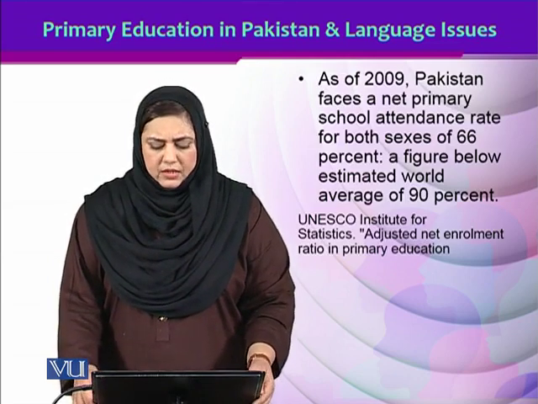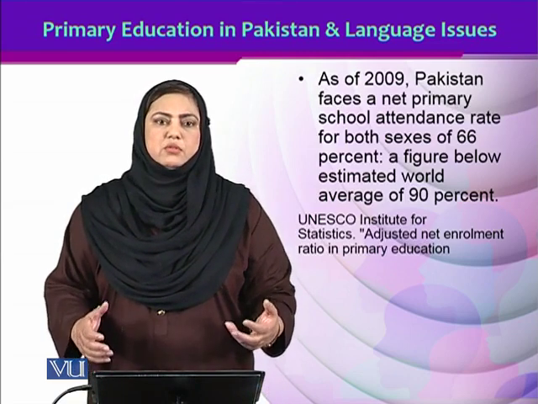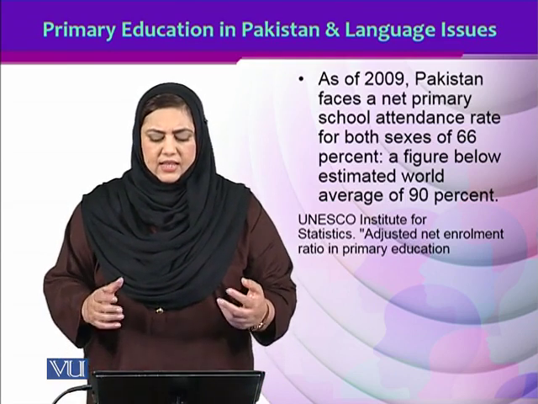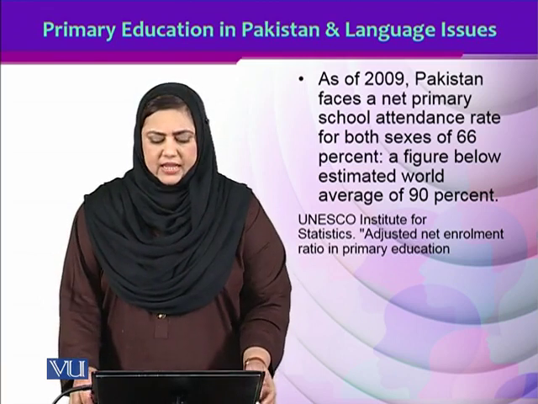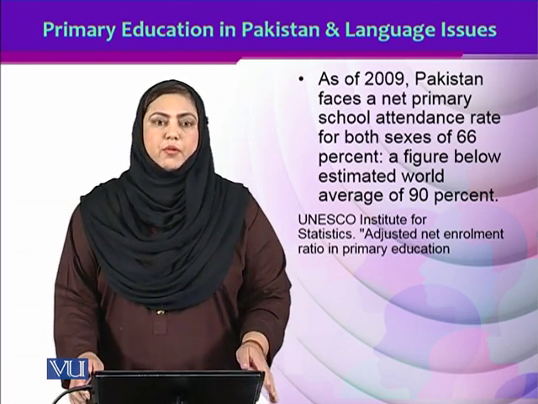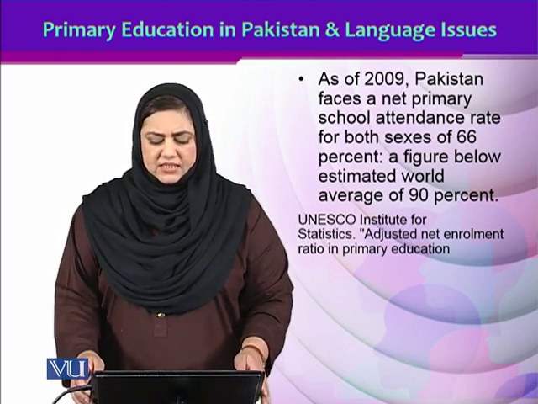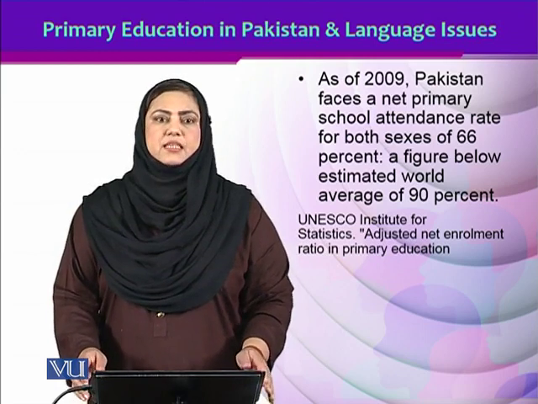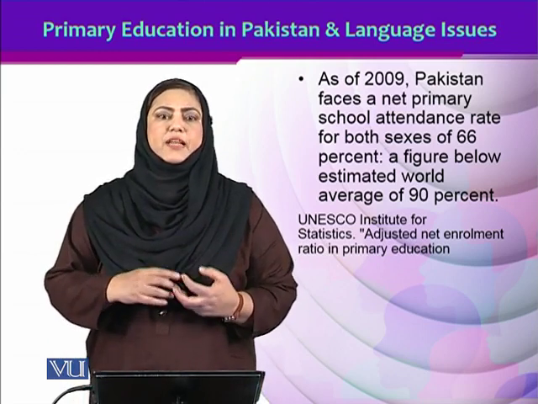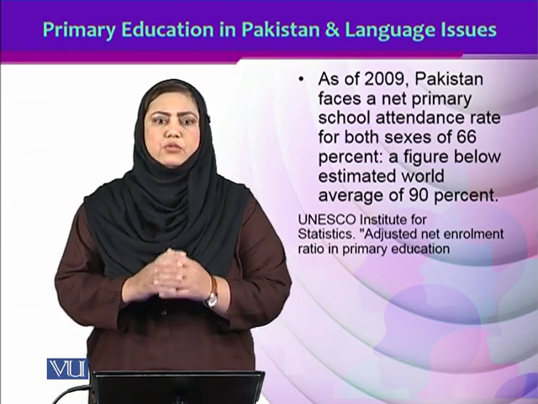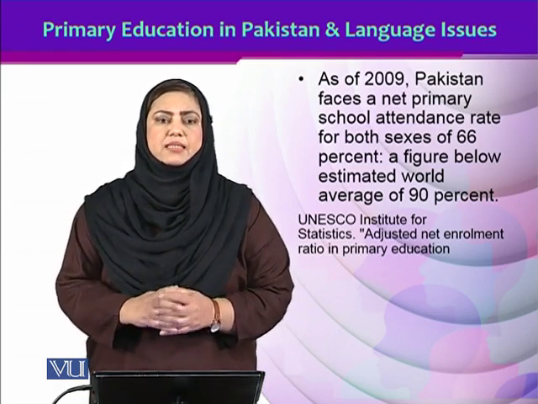So, for example, when it comes to the situation in Pakistan, UNESCO Institute of Statistics claims that as of 2009, Pakistan faces a net primary school attendance rate for both sexes of 66%, a figure below the estimated world average of 90%. This is one of the aspects of education at primary level in Pakistan.